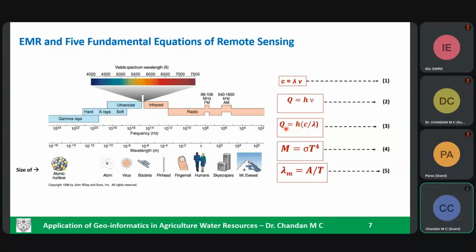Now you can see the relationship between Q and lambda. What is the relationship between Q and lambda? Q is the energy and lambda is the wavelength, and these two are inversely proportional. So as you see, now let us apply this characteristic of EM energy with respect to particle theory. The energy associated is inversely proportional to the wavelength.